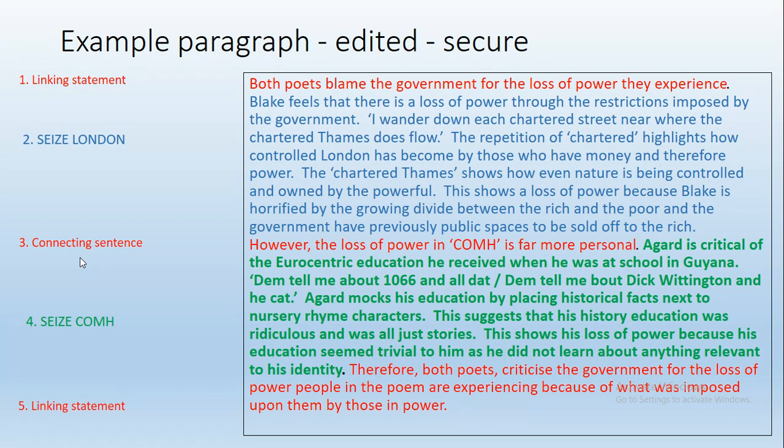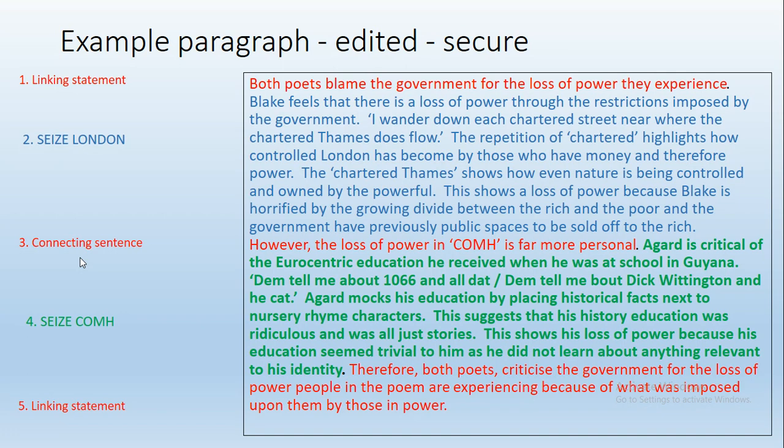A secure paragraph, bearing in mind I would like you to write 2 more of these at least. So both poets blame the government for the loss of power they experience. Blake feels that there is a loss of power through the restrictions imposed by the government. "I wander down each chartered street near where the chartered Thames does flow." The repetition of chartered highlights how controlled London has become by those who have money and therefore power. The chartered Thames shows how even nature is being controlled and owned by the powerful.